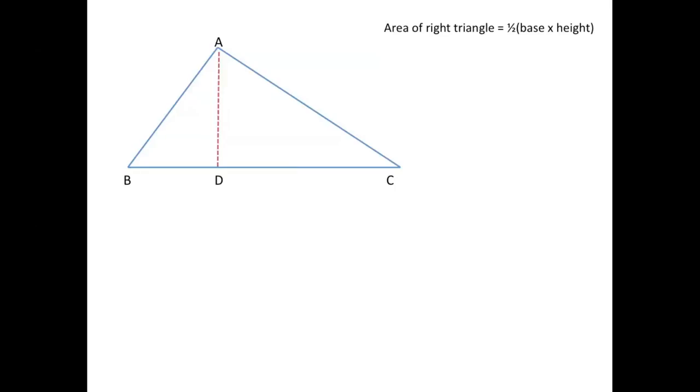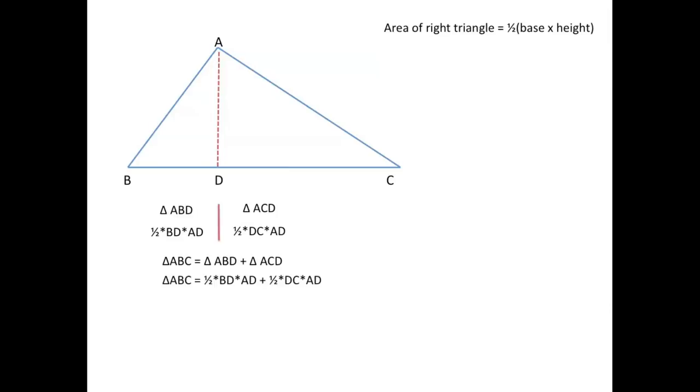So we know how to find the area of two right angle triangles. And if you see here, we have the right angle triangle ABD and the right angle triangle ACD. So if we find the area of these two right angle triangles and add them up, we'll get the total area of triangle ABC. So the area of triangle ABD is half times BD times AD. And the area of triangle ACD is half times DC times AD. And what we're going to do is add them up, because that'll give us the total area of triangle ABC.